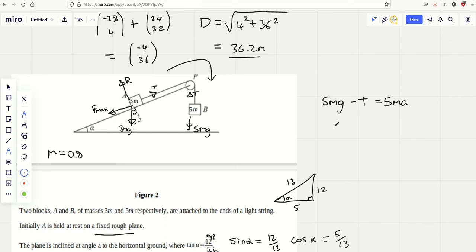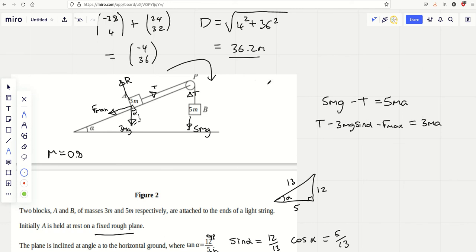For the other one, which is more difficult, we've got T minus 3 mg sine alpha minus F max. Yeah, don't try and do too much at once, because just writing this down gets you another 2 marks, yeah, out of the 8. We've got 4 marks out of the 8, yeah, and fair enough, we have earned it.